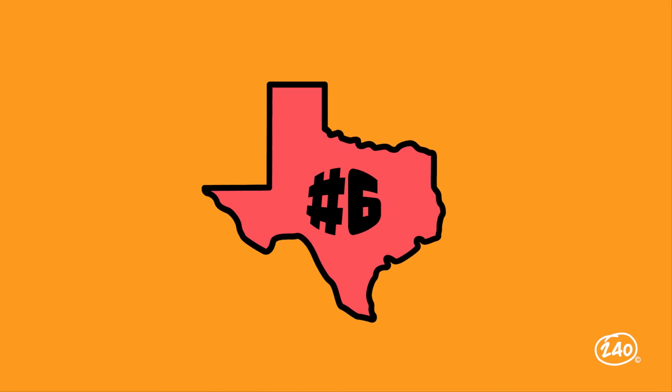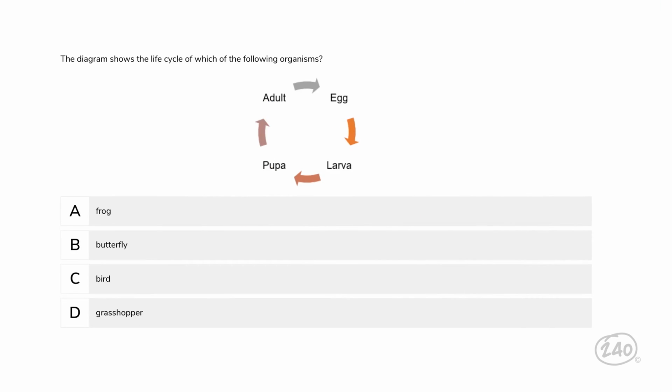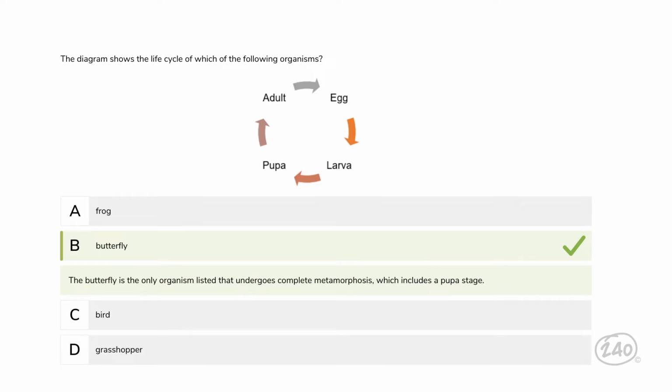Had enough of physical science? Let's move on to life science. Specifically, let's change over to metamorphosis. The diagram shows the life cycle of which of the following organisms? The butterfly is the only organism listed that undergoes complete metamorphosis, which includes a pupa stage.